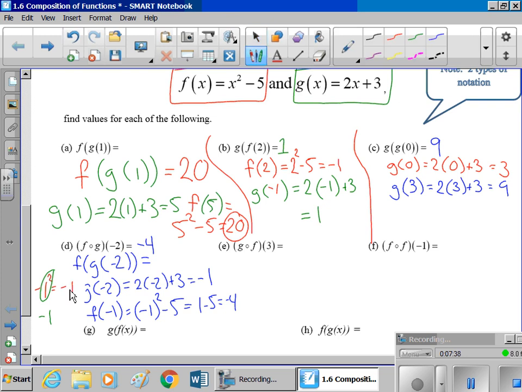Okay, so let's move on to E. And again, we're going to rewrite this as g of f of 3. So we remember that we have to do the f of 3 first. So f of 3 is equal to 3 squared minus 5, which is 9 minus 5, which is 4. And now we're going to take that 4 and place that into our g function. And we're going to get 2 times 4 plus 3, which is equal to 11.